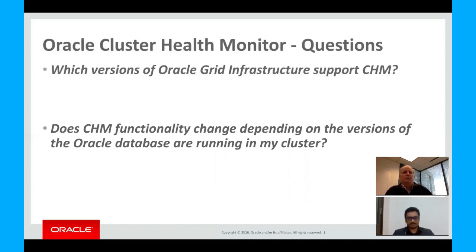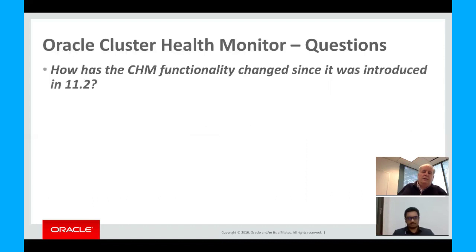I see. Okay, so you mentioned that it was introduced in 11.2. Can you give me a brief overview of how it has evolved up through 18? Right. There have been many features that we have added over the years, so it won't be practical to go through each and every one. I will go through certain key things. We have added monitoring of ADVM and ASM instances. We have added tagging functionality for the disks.